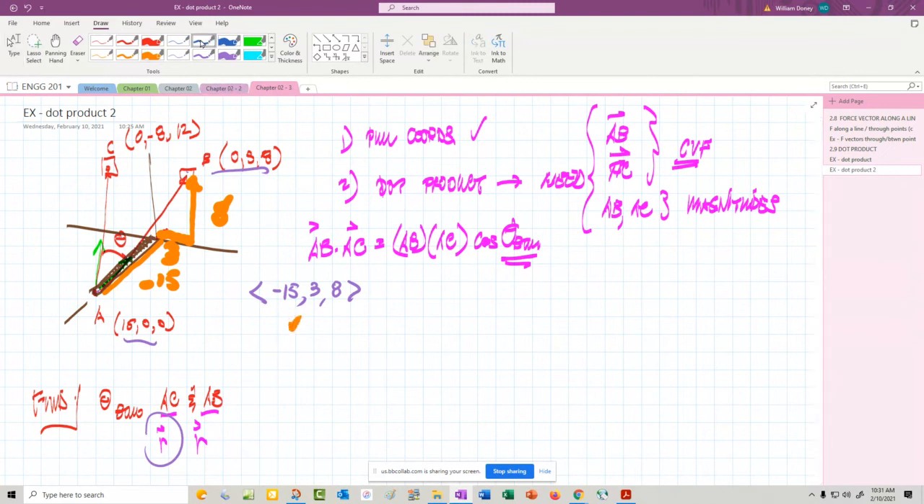Let's go back and build the AC, same way. A to C, we take the C coordinate minus that. So again, another minus 15 because it's going back to this plane back here, the YZ plane. 0 minus 15, minus 8 minus 0, 12 minus 0. And again, we can walk that: minus 15, minus 8, plus 12 gets us there. We feel pretty good about that one.